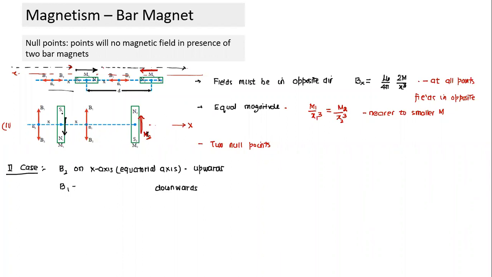Again, it will occur similar to the previous case. Only the formula will change and the null point will remain the same. The formula will become mu naught by 4 pi 2m by y cube, as it is on the equatorial axis. And we can easily calculate by substituting. We can find there also there will be two null points, both closer to the smaller m.